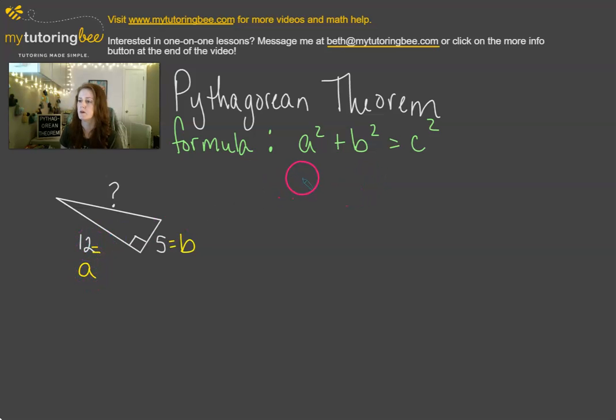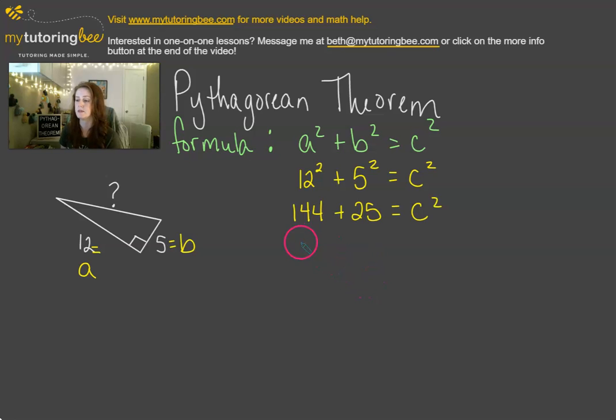So A is 12, so we're going to put in 12 squared here. B is 5, so we're going to write in 5 squared here. And then we don't know what C is yet, so we're just going to leave that as the variable C squared. But we can solve these two pieces. So 12 times 12 is 144. 5 times 5 is 25. And again, we're just going to drop down the C squared. We don't know what that is yet. We can add these two. 144 plus 25 is 169.